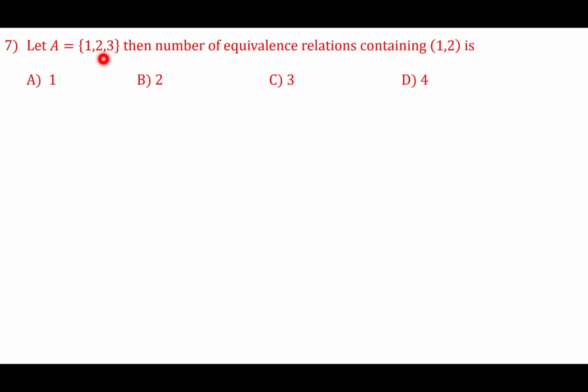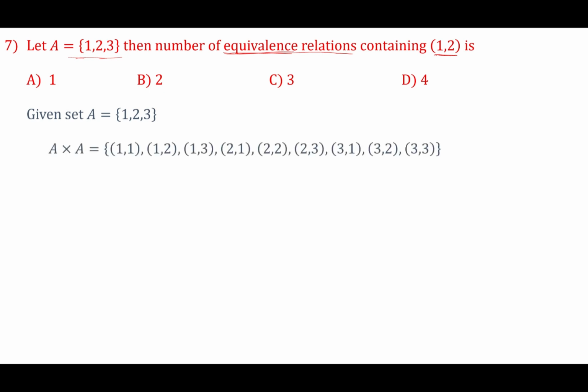Question 7. Set A has 3 elements, 1, 2, 3. Then the number of equivalence relations by using this set, how many equivalence relations can I make? Remember, equivalence relation means symmetric, transitive, and reflexive, all three. Now, what is given, set A? We have to find the Cartesian product, which means all ordered pairs.